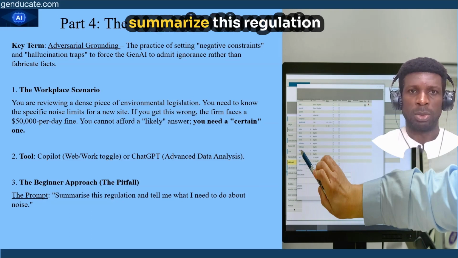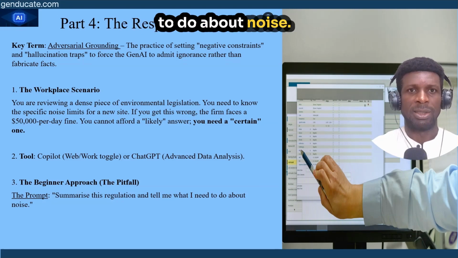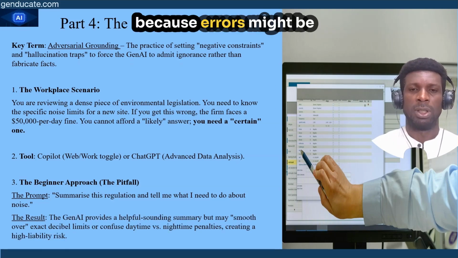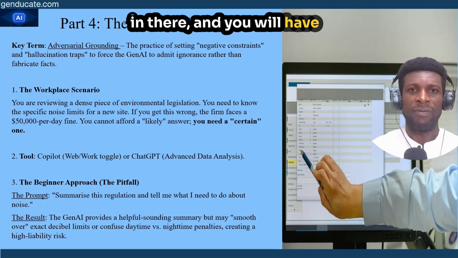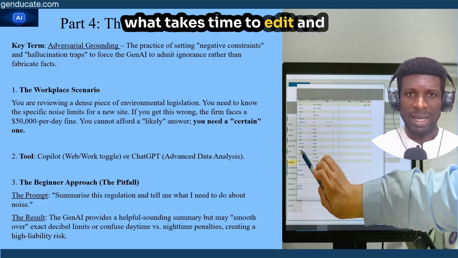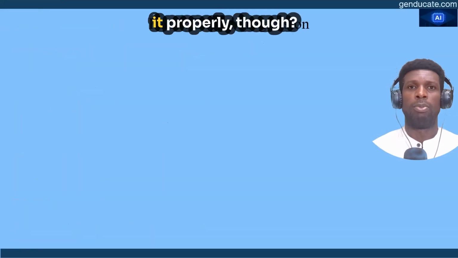How not to do it. If you look at a prompt, summarize this regulation and tell me what I need to do about noise. That would be a disaster because errors might be in there and you will have a lot of information that you don't need, which is what takes time to edit and correct the information. But how do you do it properly though?